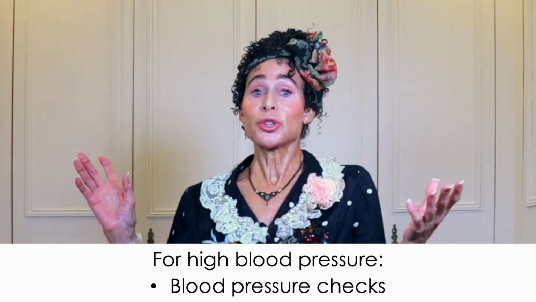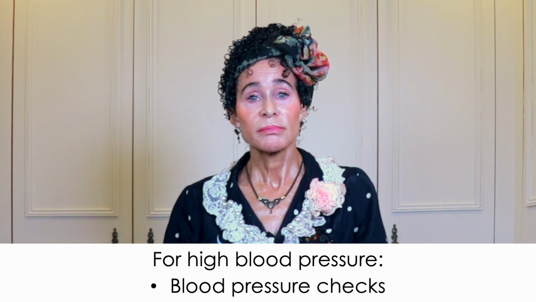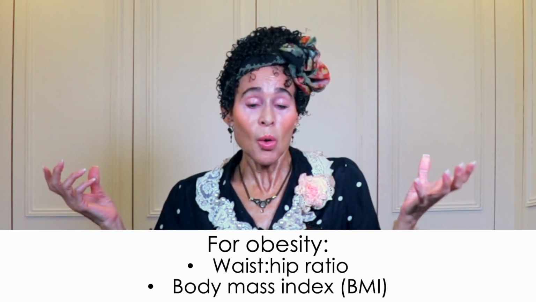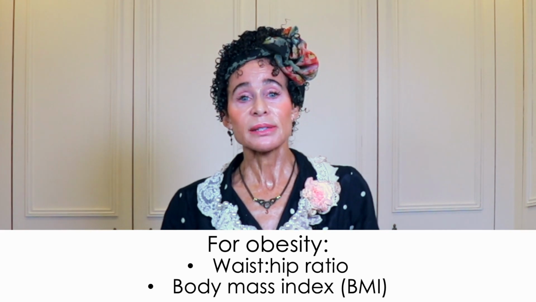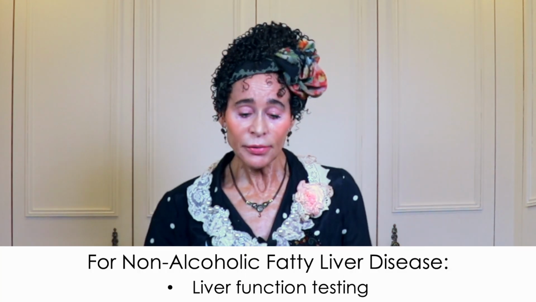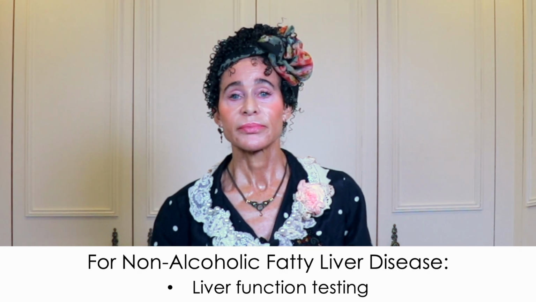For high blood pressure, you have your blood pressure checks. For obesity, you have your waist-hip ratio, or your body mass index. For non-alcoholic fatty liver disease, you have liver function testing. The problem is that at this point, these are all viewed as diseases of aging. And often, they are never connected to PCOS, which is what caused them all in the first place. So let's put that on our chart.